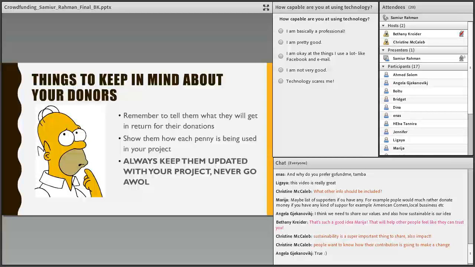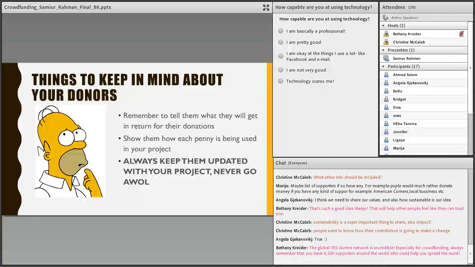Suppose I give you $5 right here, right now, and then tomorrow you forget me. That is the rudest thing I can ever expect. So you can never forget your donors, even if it's half a year or 2 years. You should always send them a mail, like, how are you doing? This is what we did with our project. You show them how each penny was used in the project.